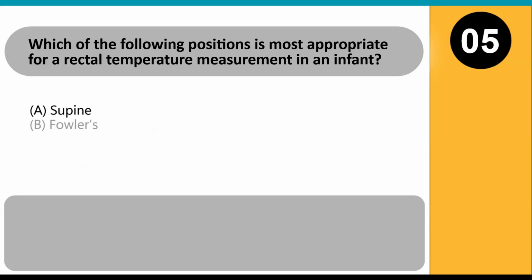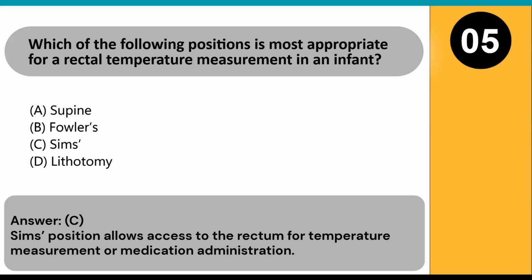Which of the following positions is most appropriate for a rectal temperature measurement in an infant? A. Supine. B. Fowler's. C. Sims. D. Lithotomy. Answer: C. Sims position allows access to the rectum for temperature measurement or medication administration.